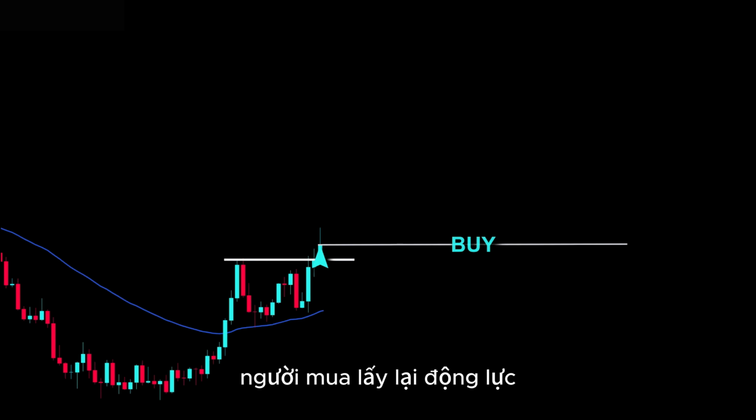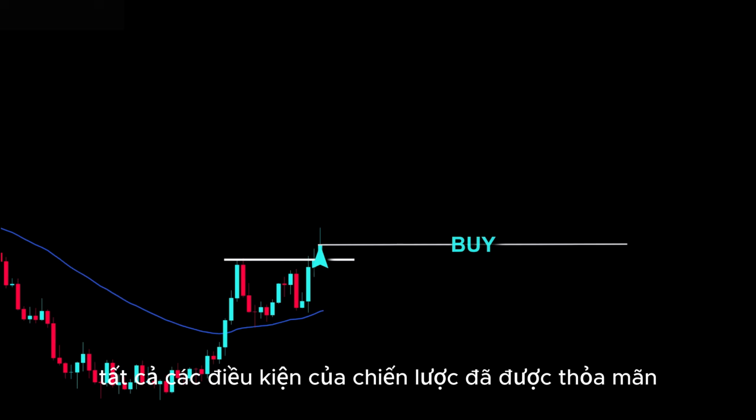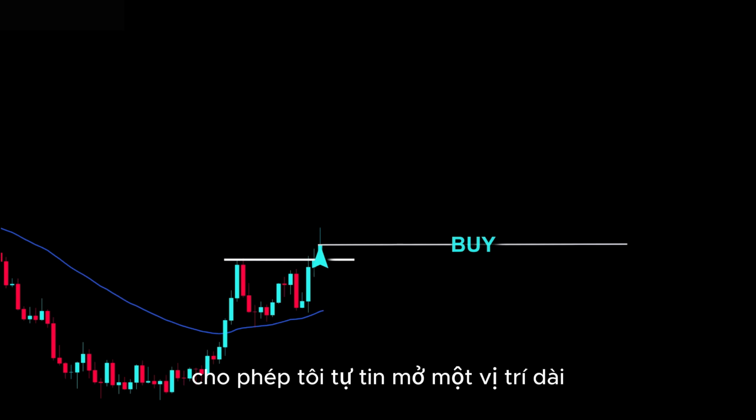Eventually, buyers regained momentum and pushed the price back toward the resistance level. Once a bullish candle successfully closed above the horizontal line, all of the strategy's conditions had been satisfied. That candle close served as my official entry signal, allowing me to confidently open a long position with the trend instead of anticipating the breakout too early.